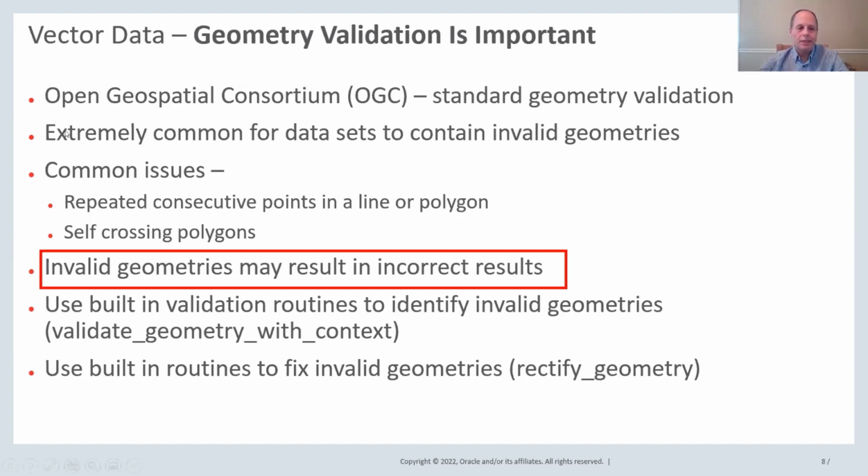Some common issues that I see: repeated consecutive points in a line or a polygon, self-crossing polygons, and invalid geometries may result in incorrect results. So it's very important. There's built-in validation routines to validate your geometries in spatial. One is called validate geometry with context. And then we also have some built-in routines to fix geometries, like rectify geometry. Oh, we have another one I didn't put on here. It's called self-union, SDO self-union. So those are some utilities I use sometimes to fix geometries. They're not magic. They can't fix everything, but they do pretty well.